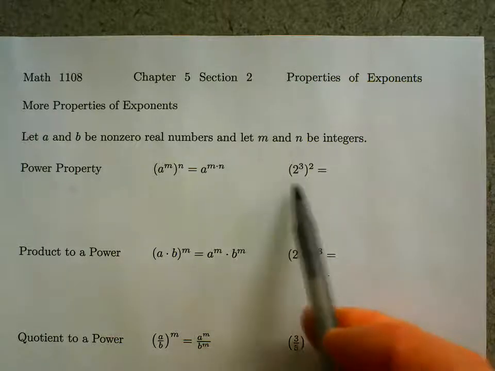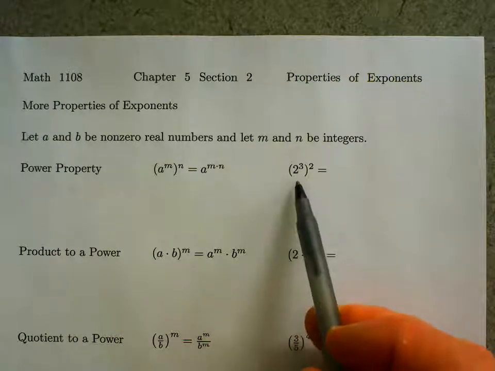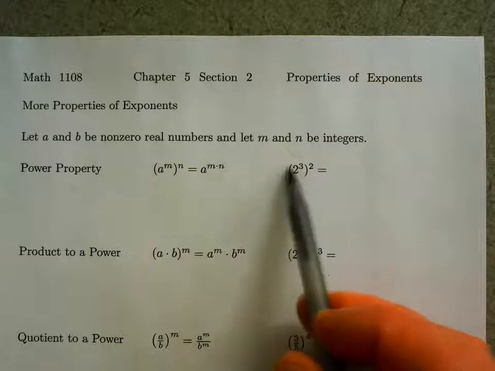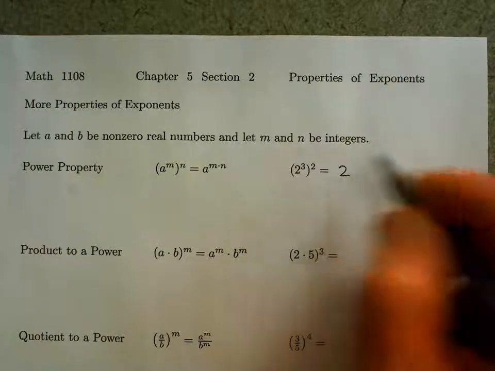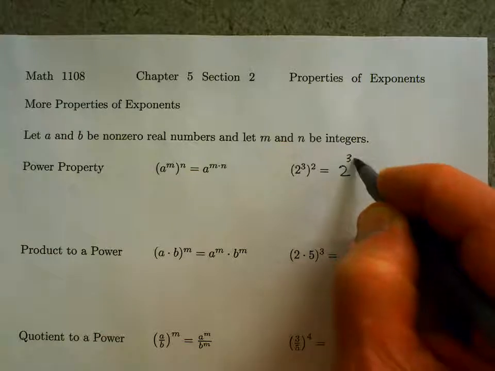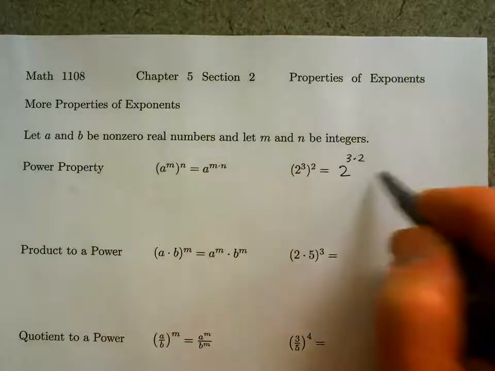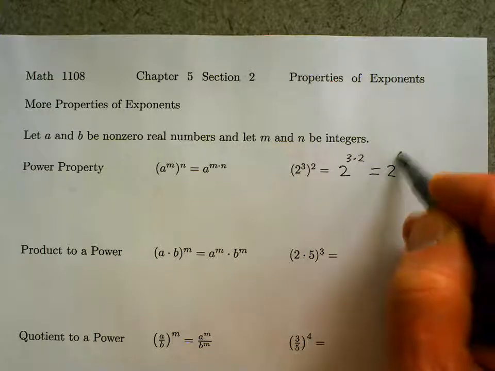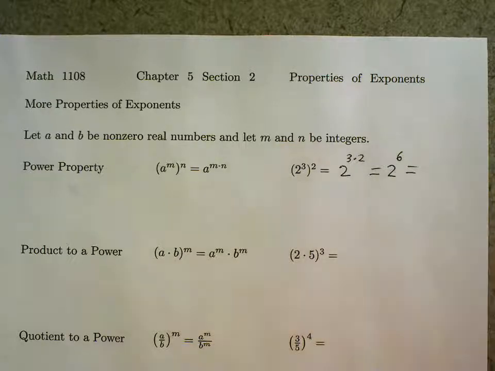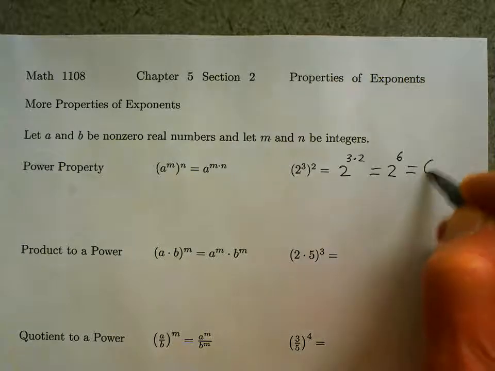If we apply that property on this one, 2 to the third to the second is 2 to the 3 times 2. 3 times 2 is 6, so this is 2 to the 6th. And 2 to the 6th, that's 2 times 2 times 2 times 2 times 2 times 2. This turns out to be 64.